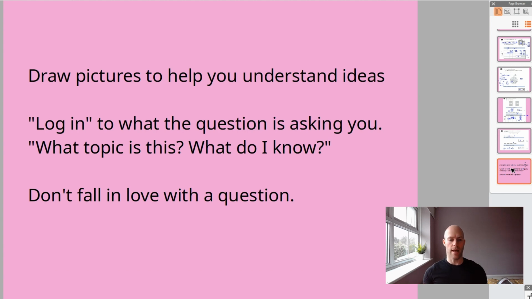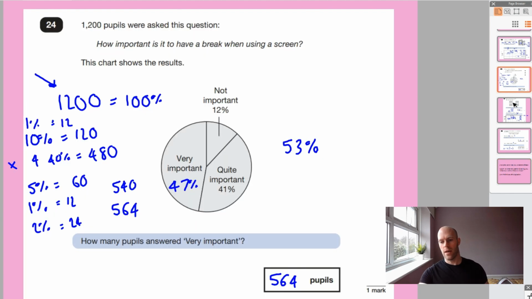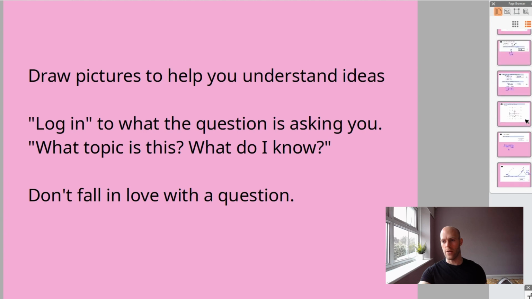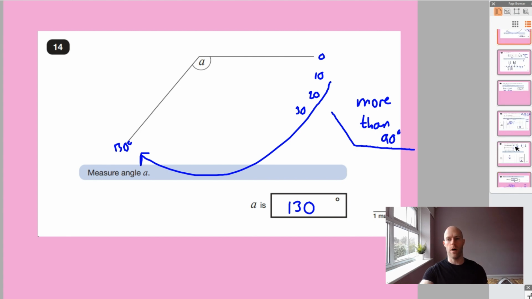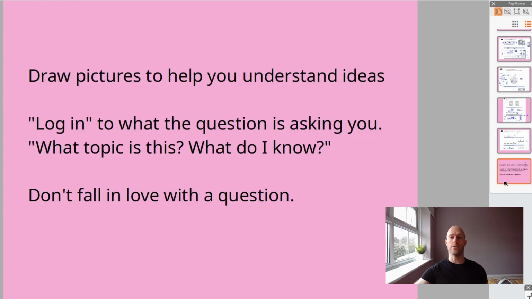So log yourself into what the topic is first, what do I know about it, and then come back to the numbers. And my personal favourite, don't fall in love with a question. If there's something that's really tricky, I'm trying to find this. There we go. This whole work of percentages here was worth 1 mark. That's a lot of going on. But if you had an earlier question, maybe you were really struggling with your protractor, you just couldn't get it going, you couldn't line it up, you didn't know which way to go. Okay, move on because it's worth 1 mark. You don't want to be spending 10 minutes on one question that's worth 1 mark. Don't fall in love with the question, just move on.